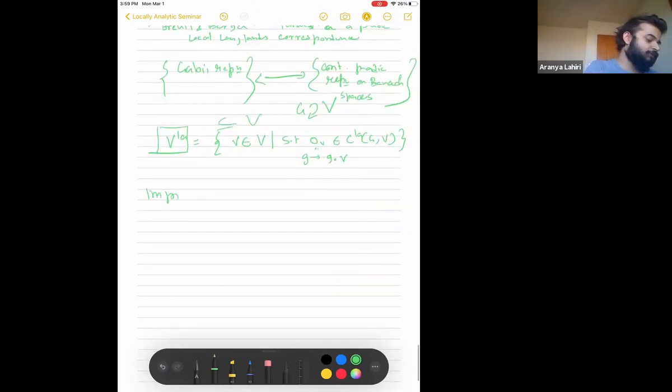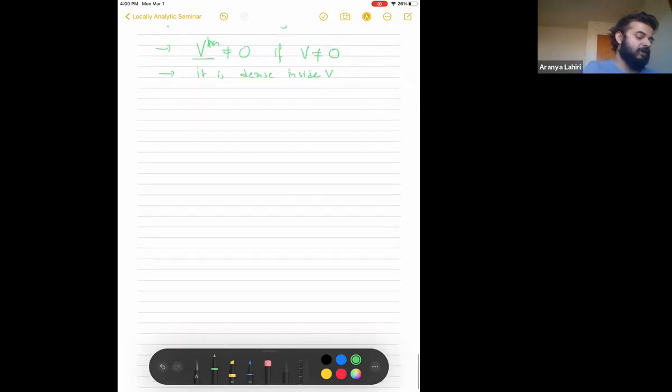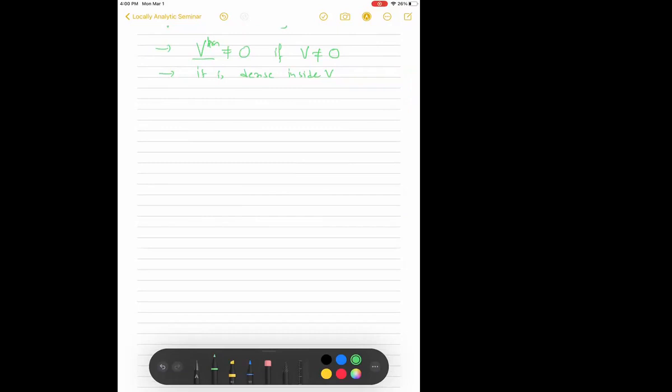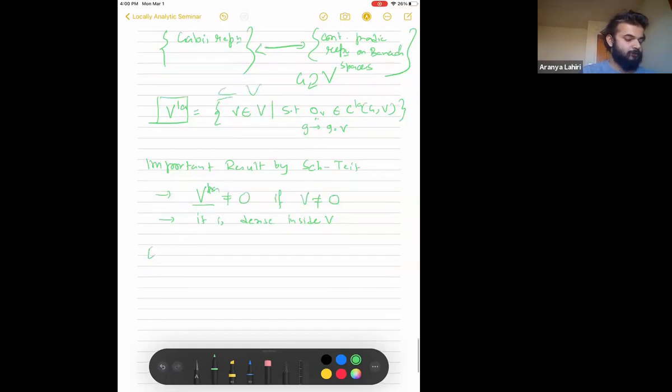So an important result by Schneider and Teitelbaum: V^{la} is not equal to 0 if V is not 0. And in fact, I think it is dense inside V. I don't know if you need extra conditions. So studying these representations V can oftentimes reduce to studying these locally analytic representations, and that has indeed been the case for a lot of this work. So are elements of V^{la} called locally analytic vectors? Yes, yes. Okay.